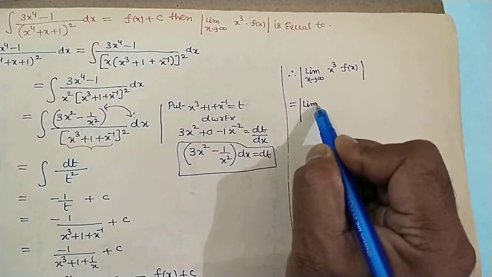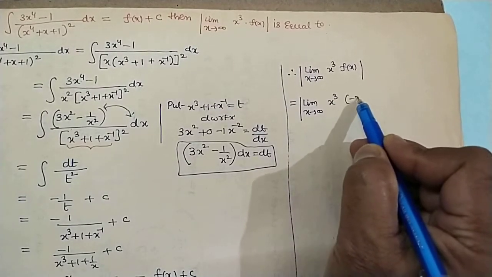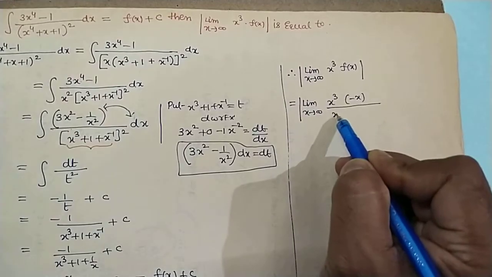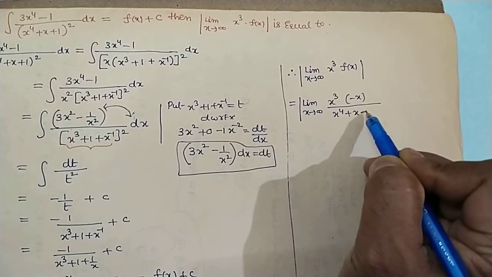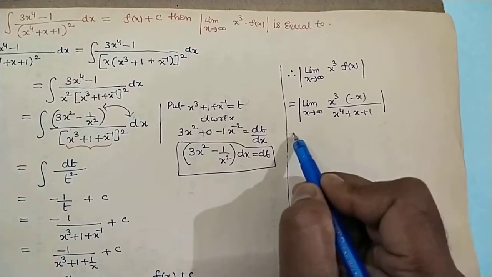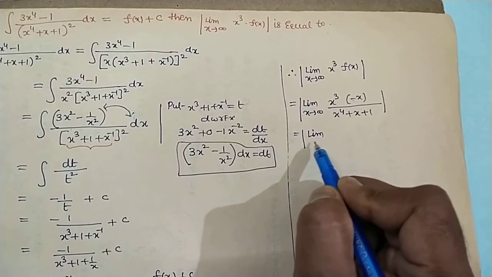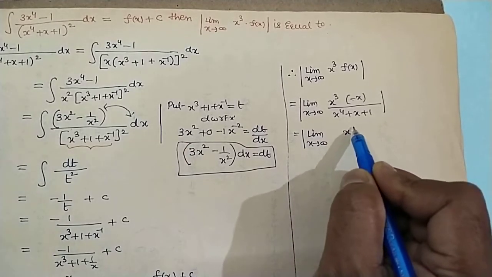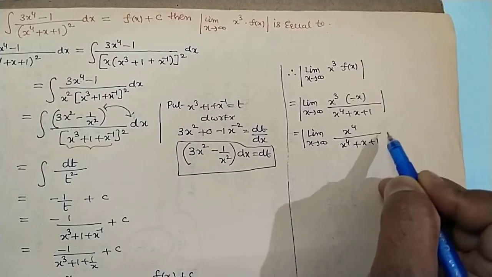Limit x tends to infinity of |x cube into f(x)|, where f(x) is minus x divided by x power 4 plus x plus 1. Within the modulus it becomes plus, so limit x tends to infinity x power 4 divided by x power 4 plus x plus 1.